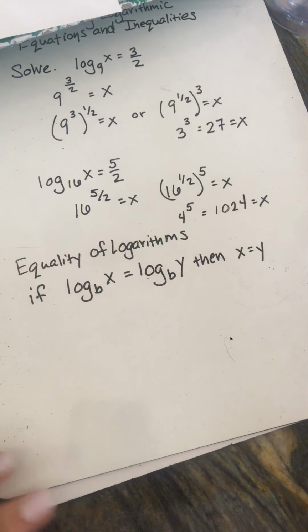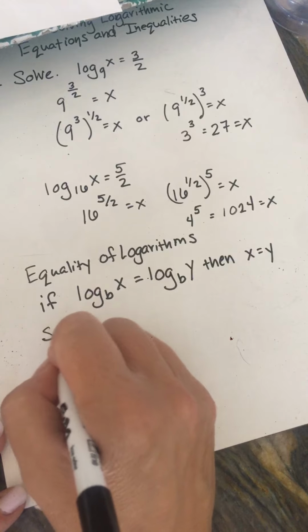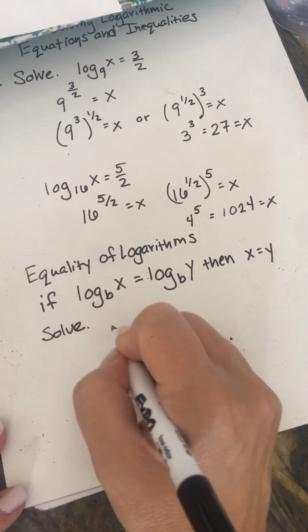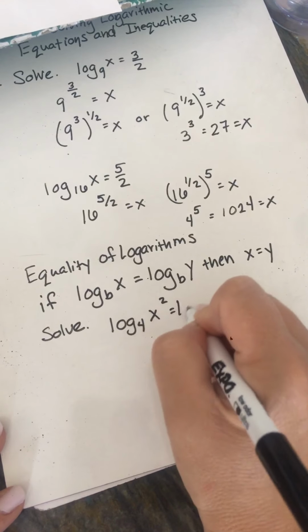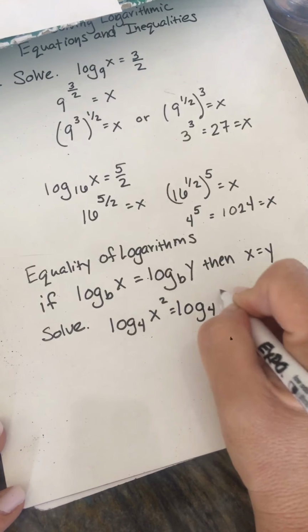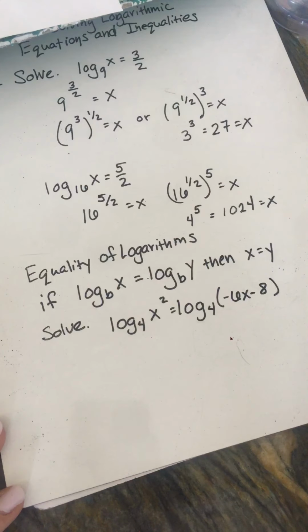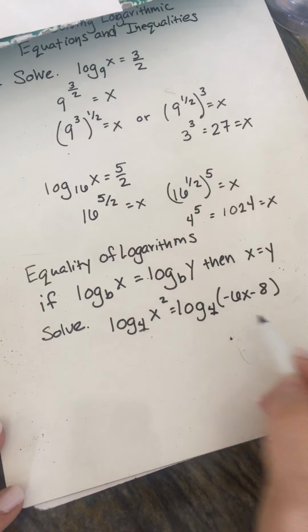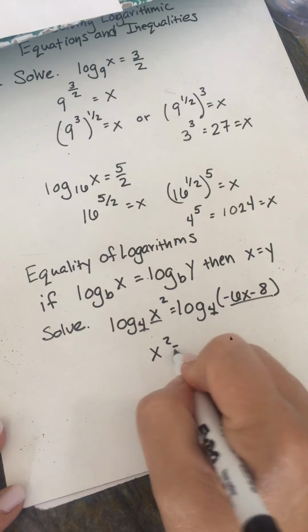Okay, so knowing that, let's try and solve something here. Let's do log base 4 of x squared equals log base 4 of negative 6x minus 8. So the bases are the same, they're both 4, so we have to set these arguments equal to each other.